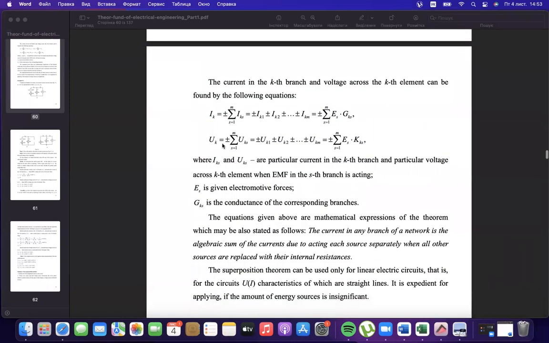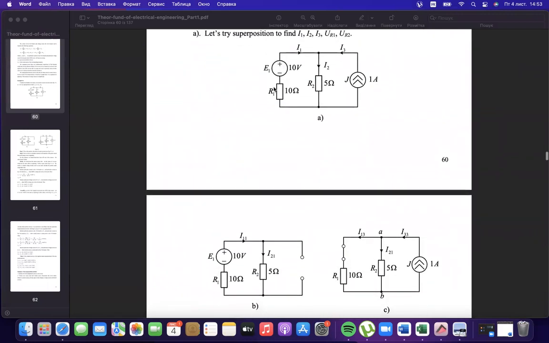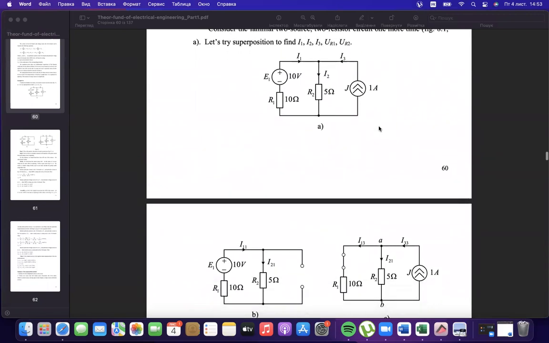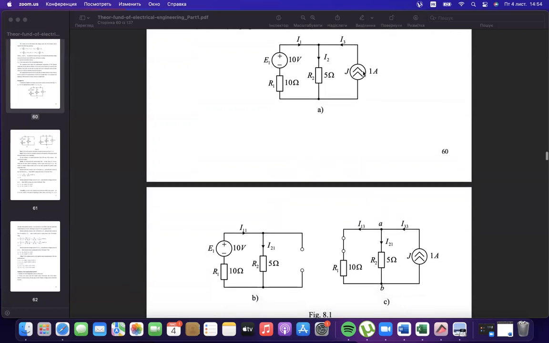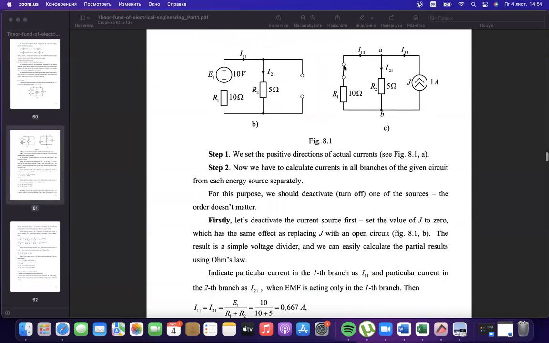You are dividing current and voltages into parts. For example, on this task, it is quite easy to see. We have two sources, 10 volts and 1 ampere of current source, and two resistivities, 5 ohms and 10 ohms. Then let's divide this task into two parts, and then we'll add them after the solution. In the first part, we are substituting the current source as an open circuit. In the second part, we are substituting the voltage source as a wire, a connecting wire with zero resistance. Then the algorithm is like here.